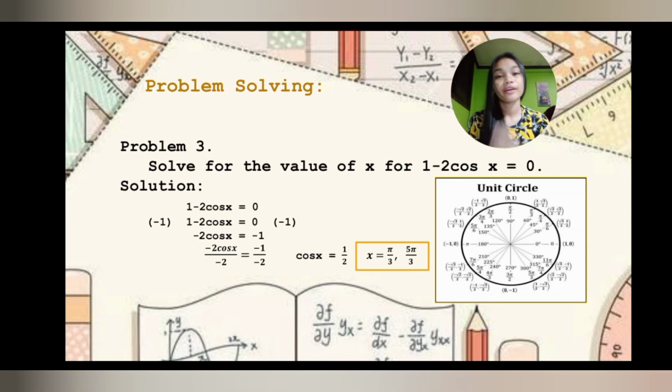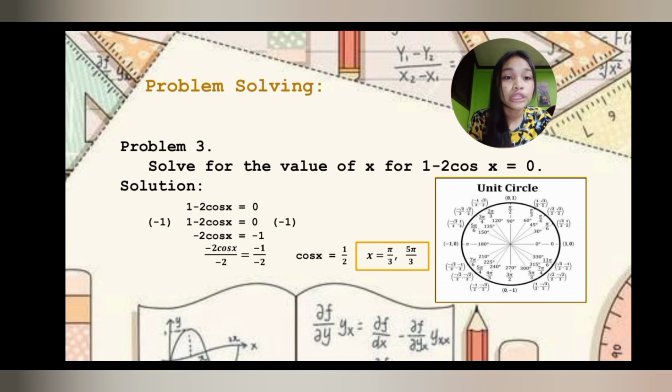And for another example, solve for the value of x for 1 minus 2 cos x equals 0. So the solution is 1 minus 2 cos x equals 0. We need to multiply it by negative 1, so that we can come up with negative 2 cos x equals negative 1, and then divide by negative 2. So we can get the answer of cos x equals 1/2.